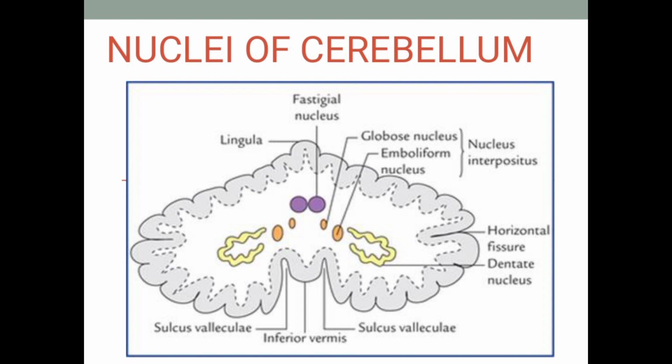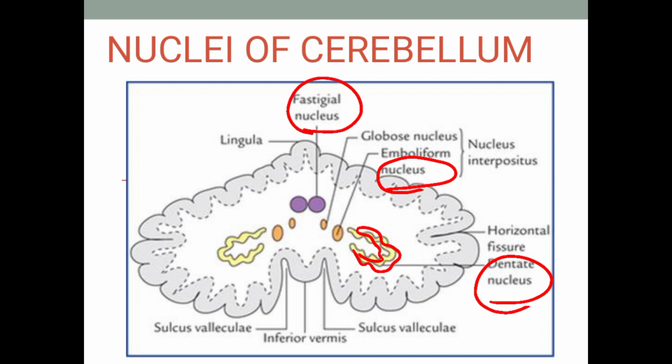So the nuclei of the cerebellum, going from lateral to medial: the first part, the crumpled bag-like part you are seeing, is called the dentate nucleus. After that, next you are seeing the emboliform nucleus. Next you are seeing the globose nucleus, and the medial part is the fastigial nucleus. So remember the four nuclei: dentate, emboliform, globose and fastigial. These are the nuclei of the cerebellum.